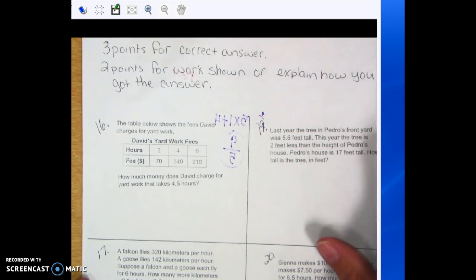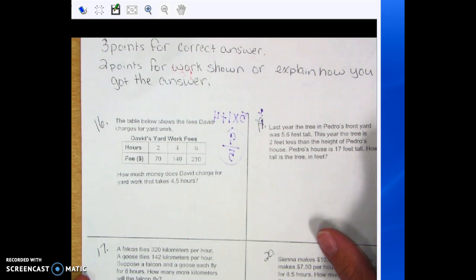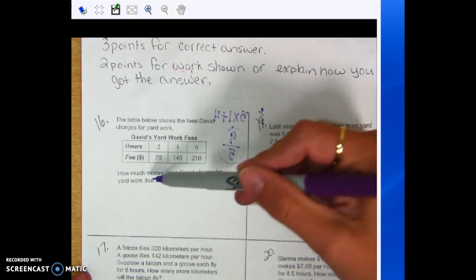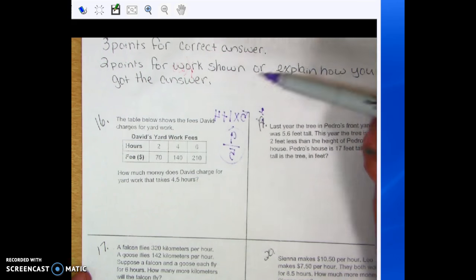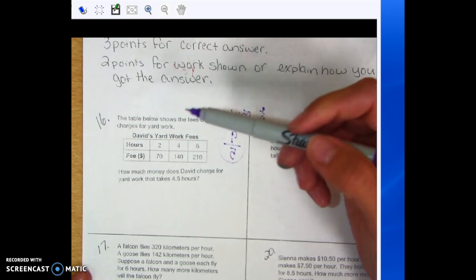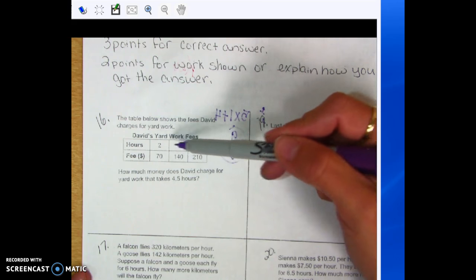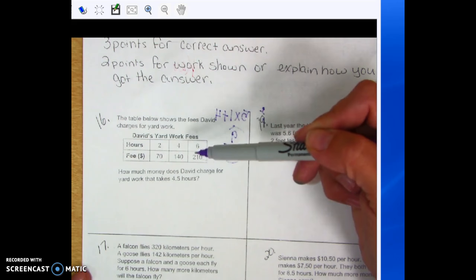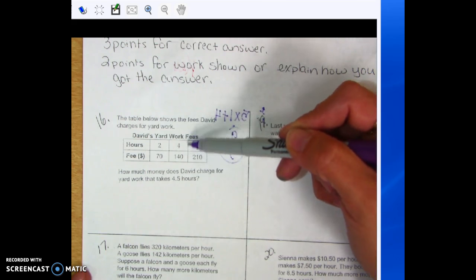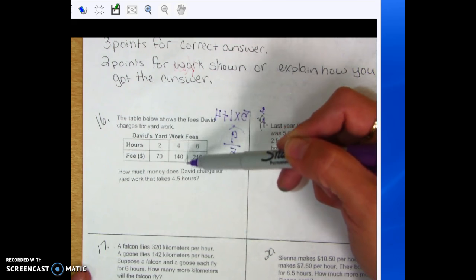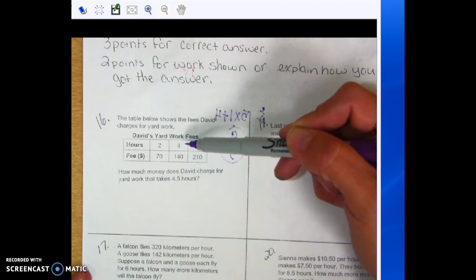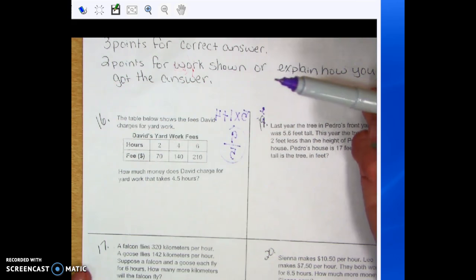All right, number 16. The table shows the fees that David charges for yard work. How much money does David charge for yard work that takes him 4.5 hours? Okay, well, this is going up by 2 every time. So you have a couple of options. You could figure out what 5 would be, because it would be halfway between here. And then figure out what 4.5 would be, because that would be halfway between 4 and 5.